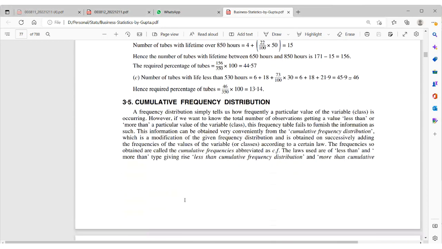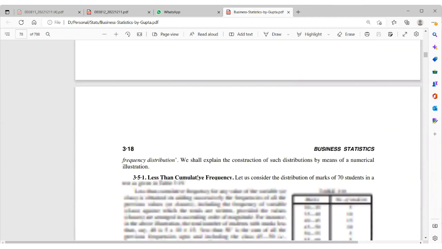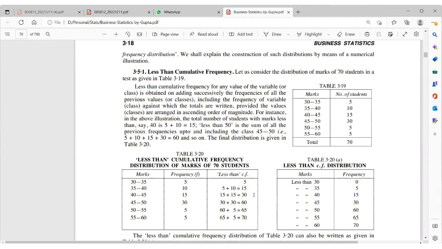Now come to the next one, cumulative frequency distribution. What is the cumulative? We have two types of frequency distribution: a less than cumulative and a more than cumulative. So what is that cumulative frequency? Come to this example. Marks given, number of students given. In this, marks 30 to 35, 5; 35 to 40, 10; 40 to 45, 15; and all this.